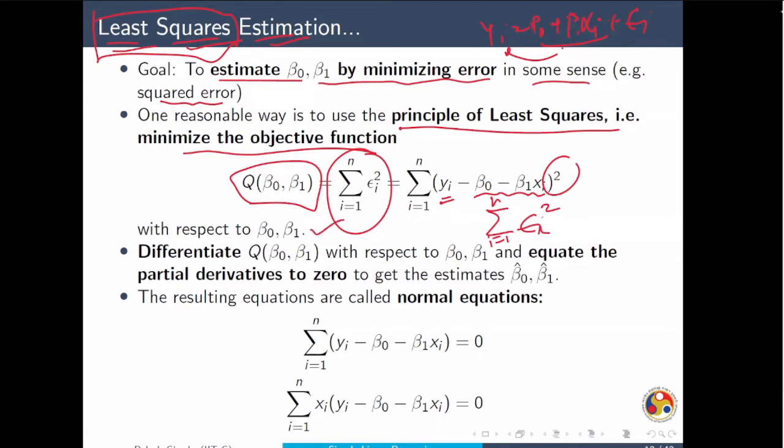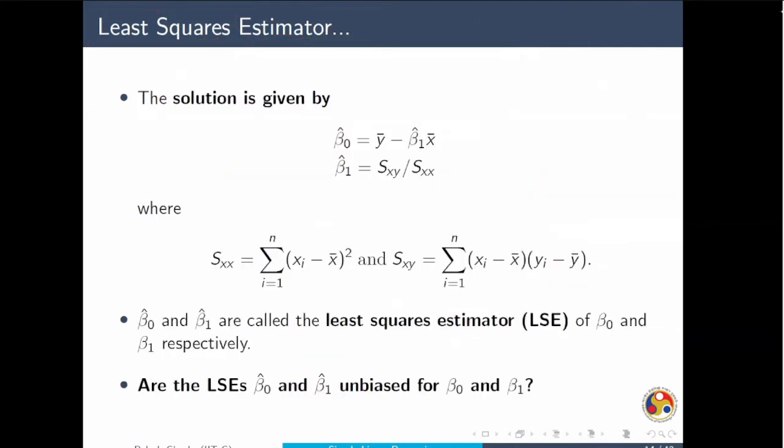So if you differentiate this with respect to beta naught and beta 1 and equate the partial derivatives to 0, there are a lot of new concepts for those who are not familiar with this, but I will not have time to explain all those things. You can go to any basic textbook of linear regression to check them. And if you ultimately differentiate and equate to 0, you will have two normal equations. These are called the normal equations. And finally, you will get this solution.